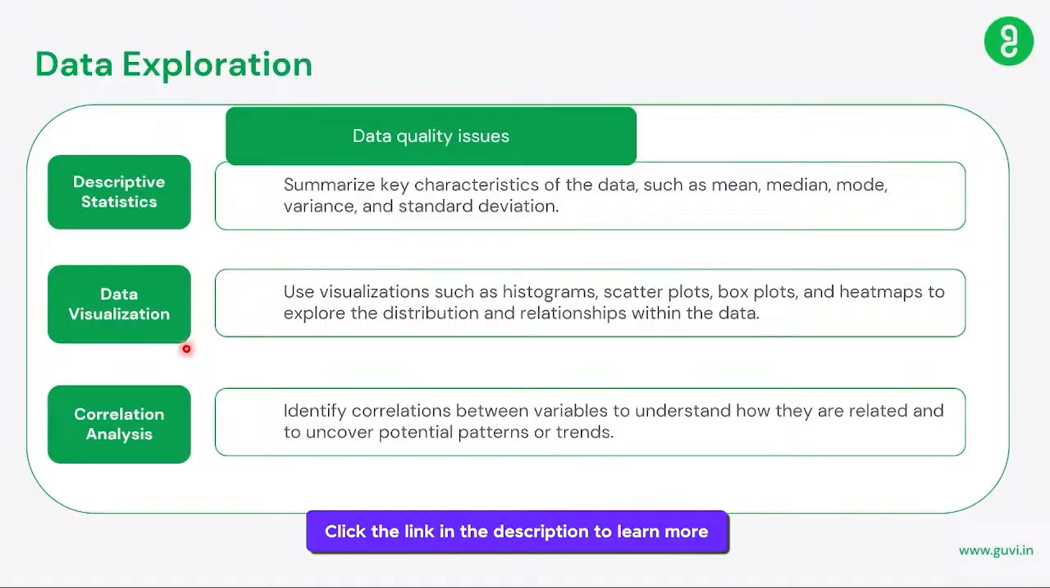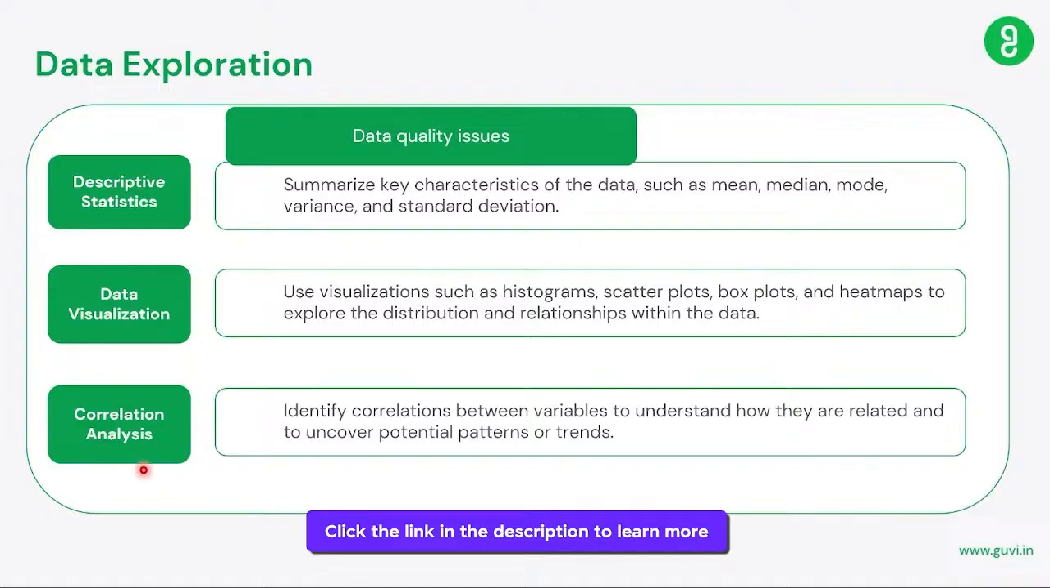The second important point is data visualization. Data visualization plays a pivotal role in data exploration, offering intuitive and insightful representations of the data. There are various different plots, out of which these four are very important: histogram, scatter plots, box plot, and heat map. So I'm going to use these plots, which can provide visual cues about the distribution and relationships in the data. Through visual exploration, analysts can identify patterns, outliers, and trends that may not be apparent from numerical summaries.